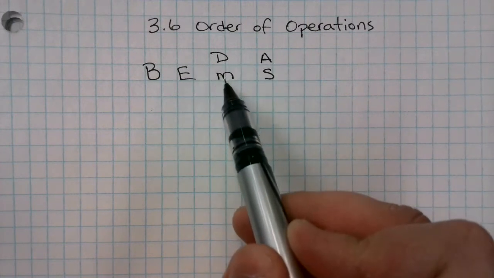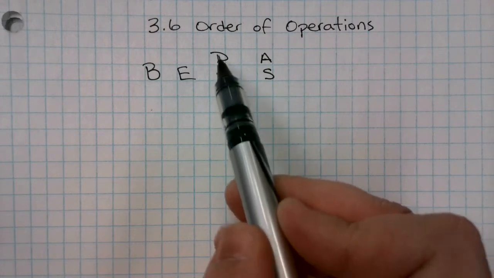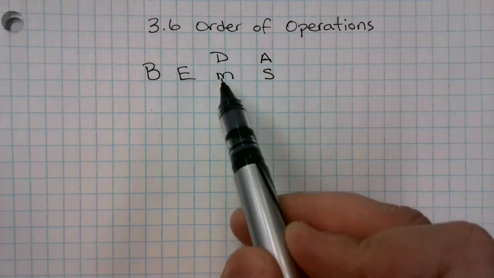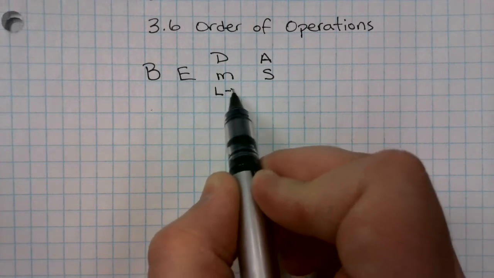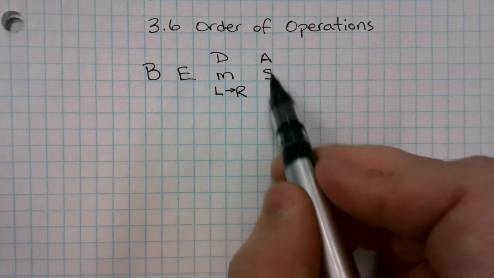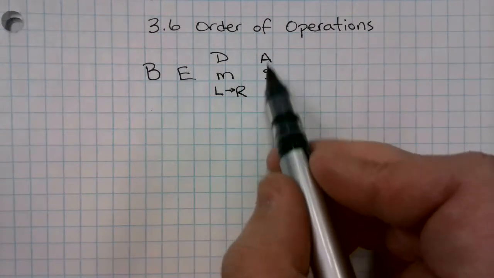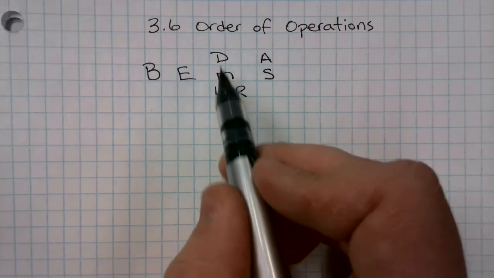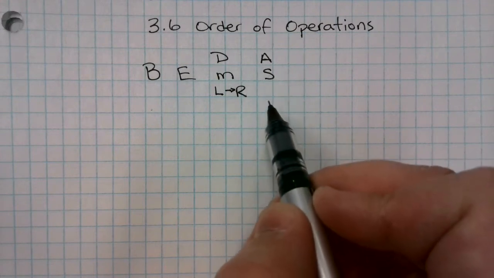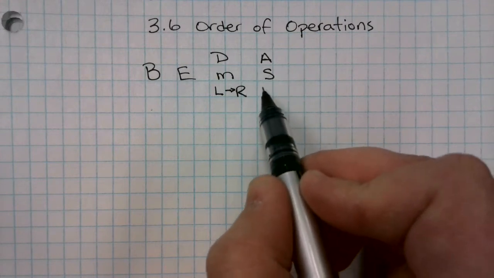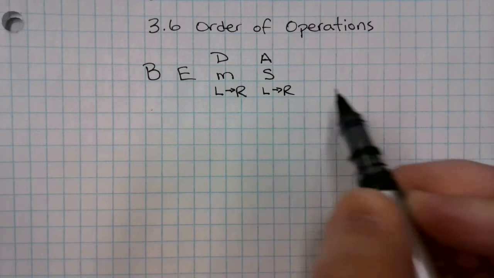Division and multiplication have the same priority, meaning they can be done in any order, but we typically do them from the left side of the equation to the right. The same goes for addition and subtraction. They're of the same priority, which is lower than division and multiplication. And so when there's both addition and subtraction in an equation, we would solve them from left to right.